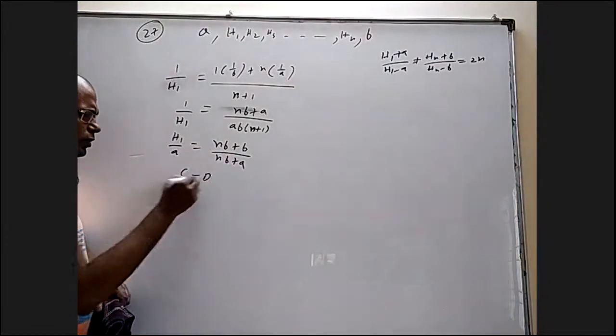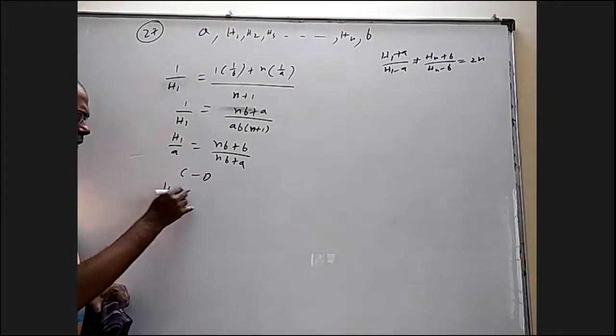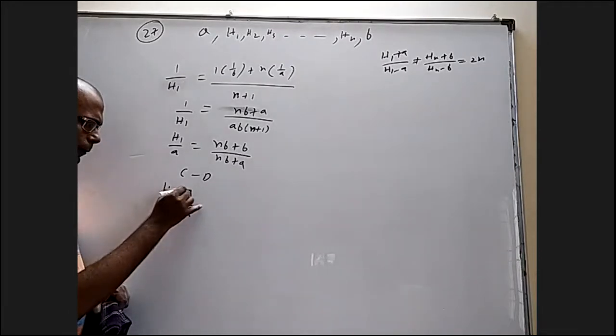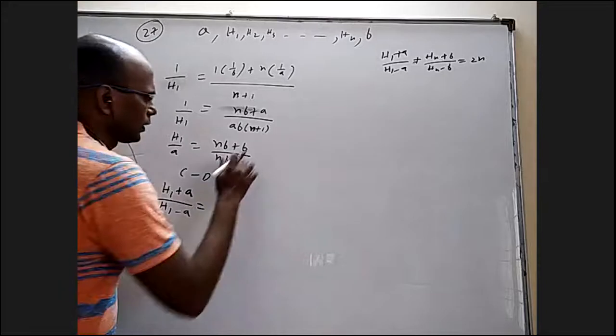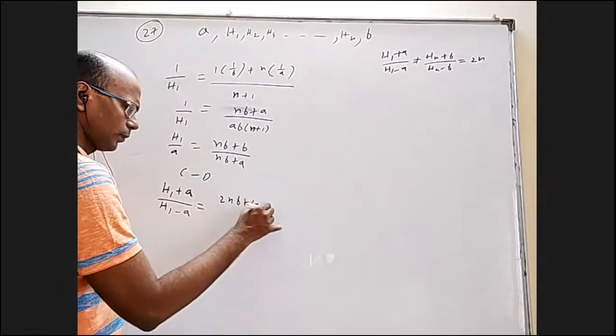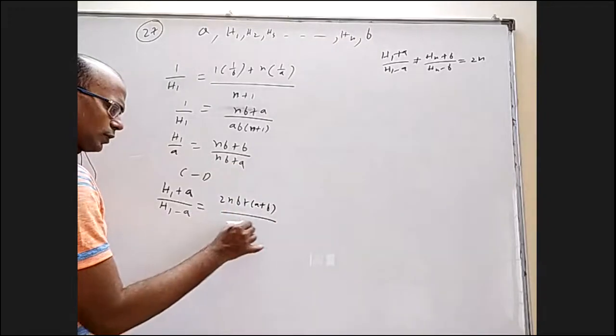By applying componendo dividendo, H1 plus A by H1 minus A: when I add these two, I'll get 2nB plus A plus B, and subtract these two, B minus A.